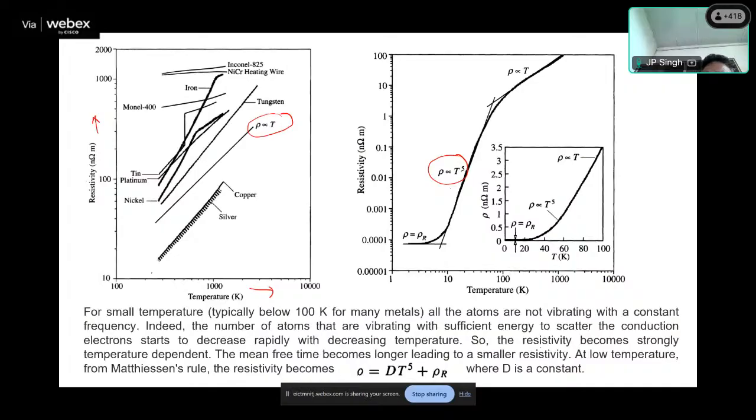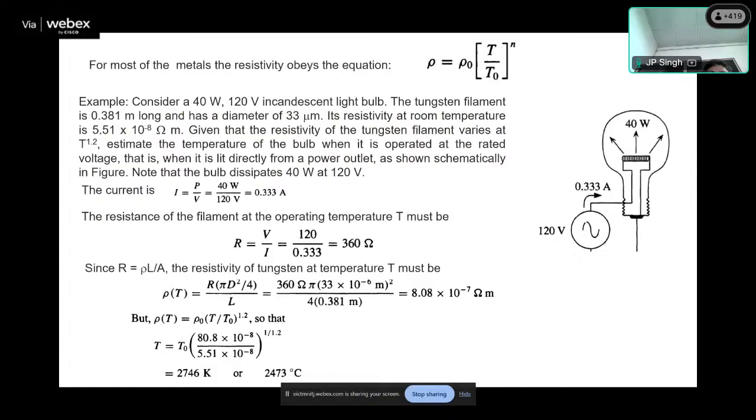So the resistivity becomes strongly temperature dependent as we reduce the temperature. As you go below 100 Kelvin, it is a very strong function. And the resistivity never goes to zero as you reduce the temperature, because the impurity will always be there. The residual resistivity will always be there.